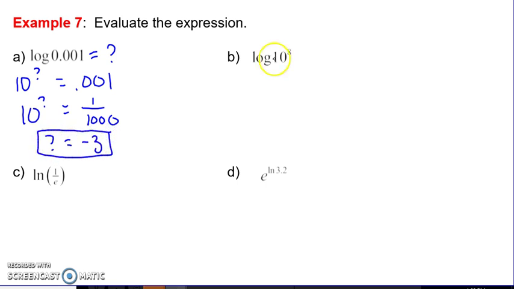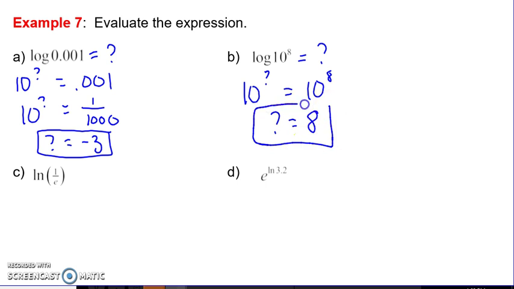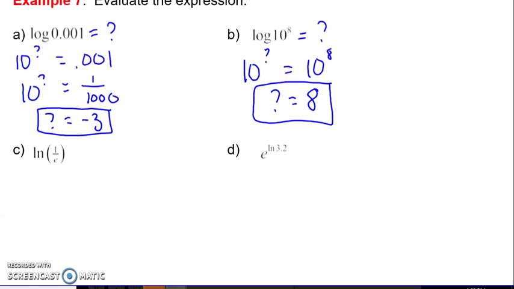Part B, same concept, set it equal to the question mark. I have a base of 10. So I'm asking myself, 10 to what power gives me 10 to the 8th power? Because I have an exponential value of 8. Based on those rules that we started with, rules 1 through 4, the question mark is going to equal 8. So revisit those rules 1 through 4 in the first video.